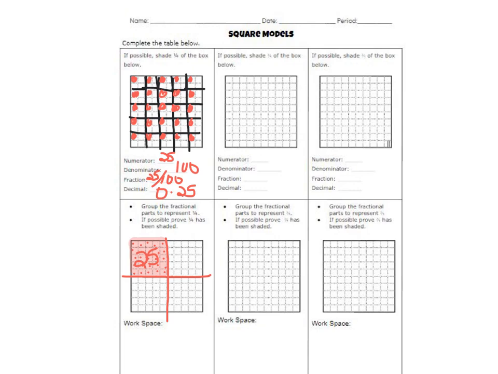Now let's look at the next part. The next part says if possible, shade in 3/5 of the box below. I'm going to do the same thing, but instead of doing 4 in each, I'm going to do 5 in each. If you notice, I have 1, 2, 3, 4, 5. Then we have 1, 2, 3, 4, 5. So that's 5. That is my denominator. The numerator is 3, so I need to shade in 3 parts. So I'm going to shade in 3 parts out of 5.